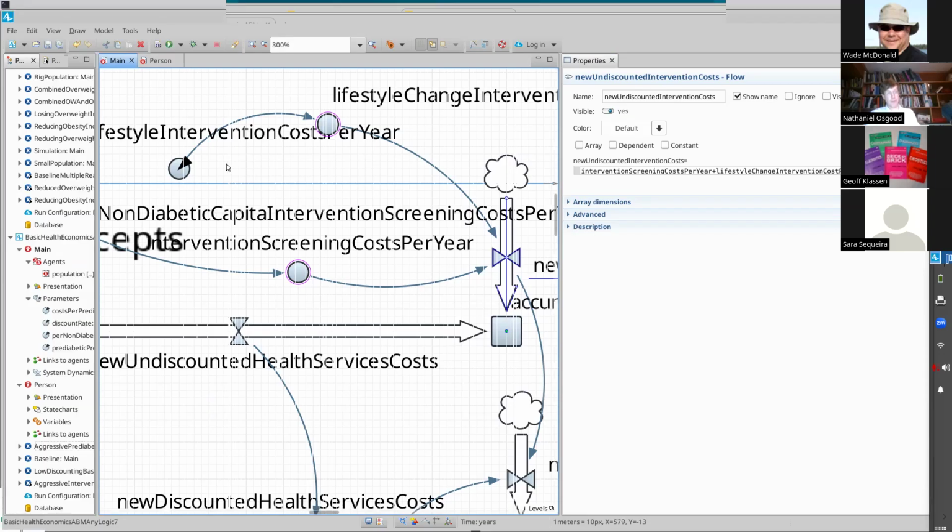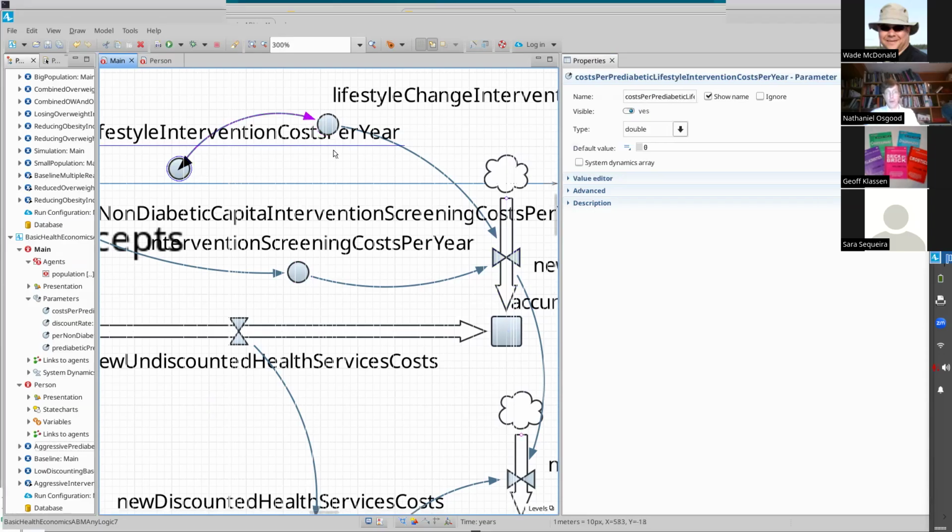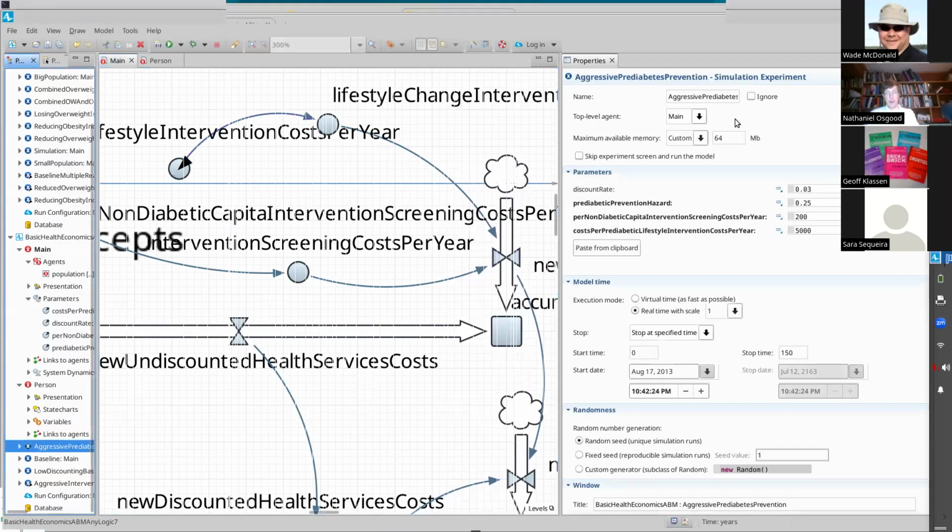Well, they come from two places. They come here. There's some from the scenario. This is why it's a parameter. I mean, the scenario specifies the cost per person for a pre-diabetic lifestyle intervention cost per year, imposed by a pre-diabetic as part of this lifestyle intervention.